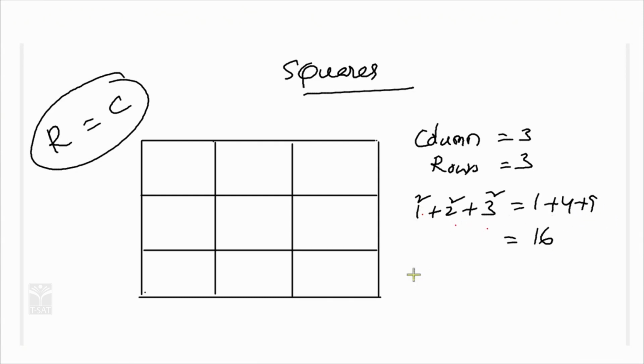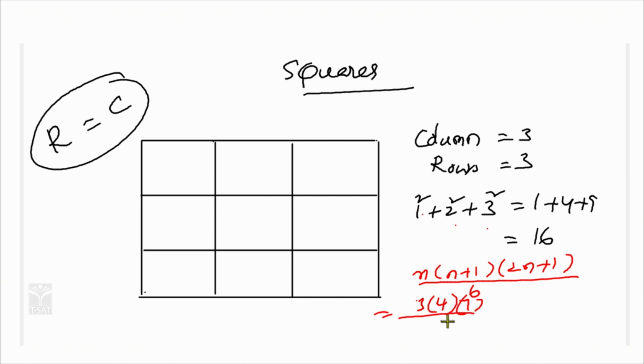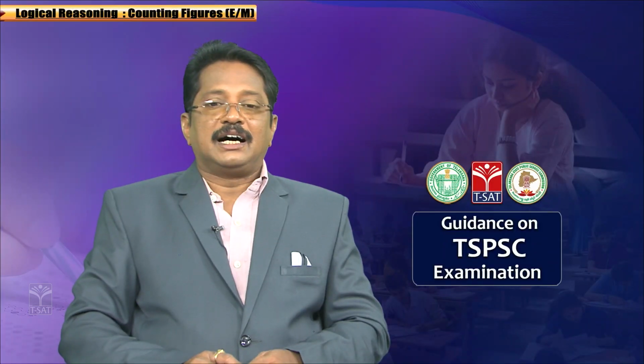Otherwise, you can use the formula n of n plus 1 of 2n plus 1 by 6. You can use the formula also. N is 3 here. 3 of 3 plus 1 is 4. 3 2s are 6, 6 plus 1 is 7, by 6. 3 2s are 6, 2 2s are 4, 4 7s are 28... Correct? Like this you will get the answer, it is a very clear one.